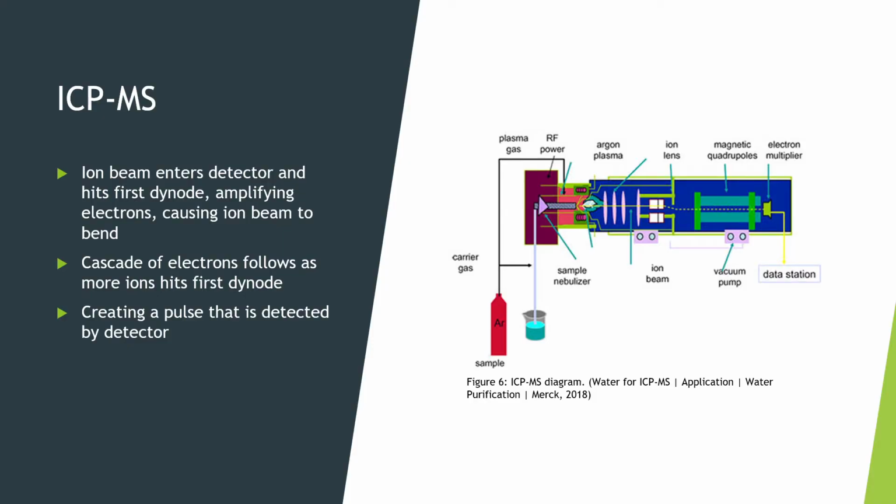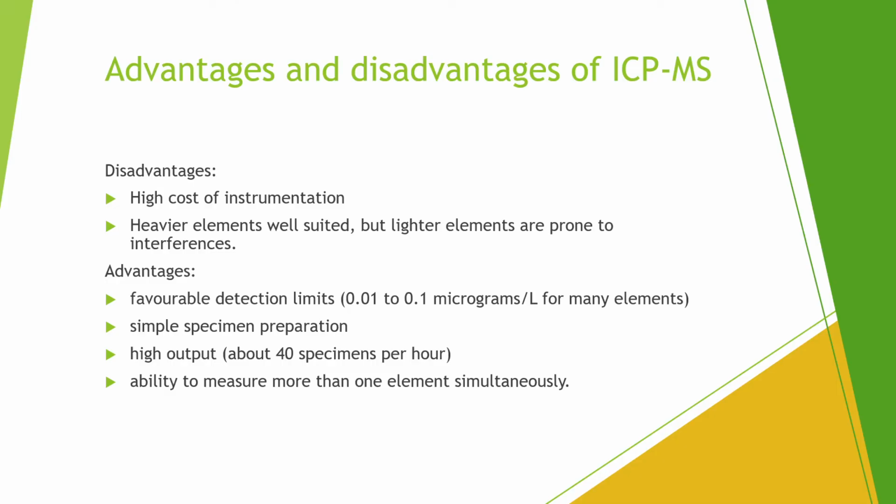The ion beam then enters the detector and hits the first diode, which amplifies electrons, causing the ion beam to bend. A cascade of electrons follows as more ions hit the first diode and the subsequent electrons released hit more diodes, creating a pulse that can be detected via a detector. The major disadvantage of ICP-MS is the high capital cost of the instrumentation. The heavier elements, such as lead, are well suited for ICP-MS analysis, whereas lighter elements are prone to more interferences.